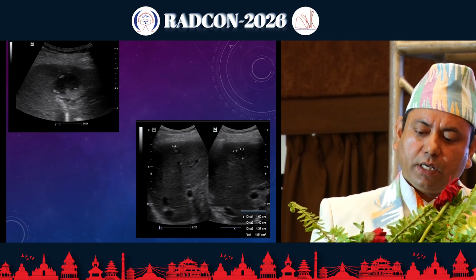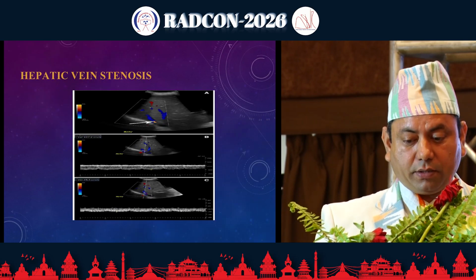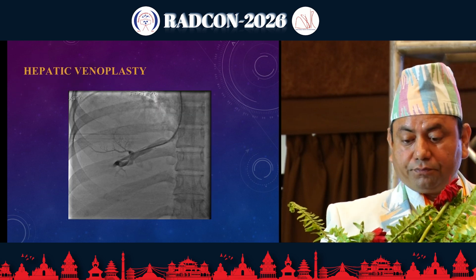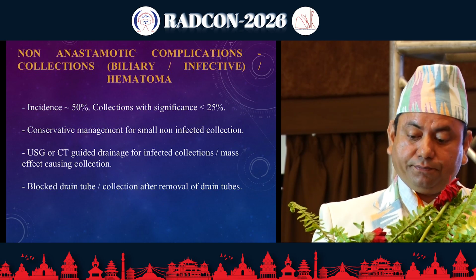Hepatic venous stenosis shows focal aliasing in the color Doppler ultrasound as done by the radiologists, and then hepatic venoplasty can be done. So for non-anastomotic complications, biliary, infective, and hematoma collections can be managed.